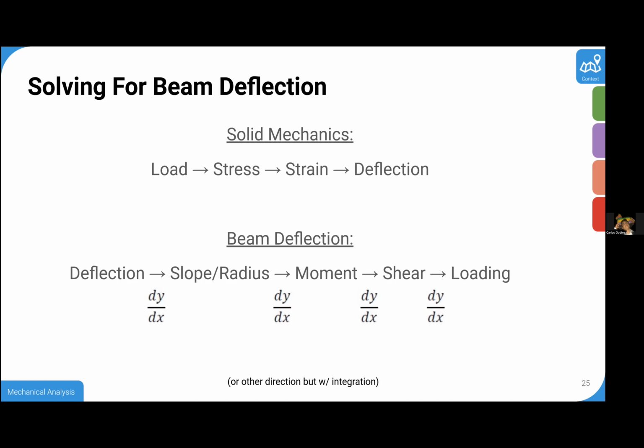For beam deflection, we have a similar mental train of thought, except you're going to differentiate each time, or if you're moving in the opposite direction, which is still equally as valid, probably even more important to learn, you integrate. So from deflection, we have a formula for deflection. We take the derivative of that, we get the slope or the radius of curvature for our beam. We differentiate that, we get our moment, we differentiate that, we get our shear, we differentiate that, we get our loading function.